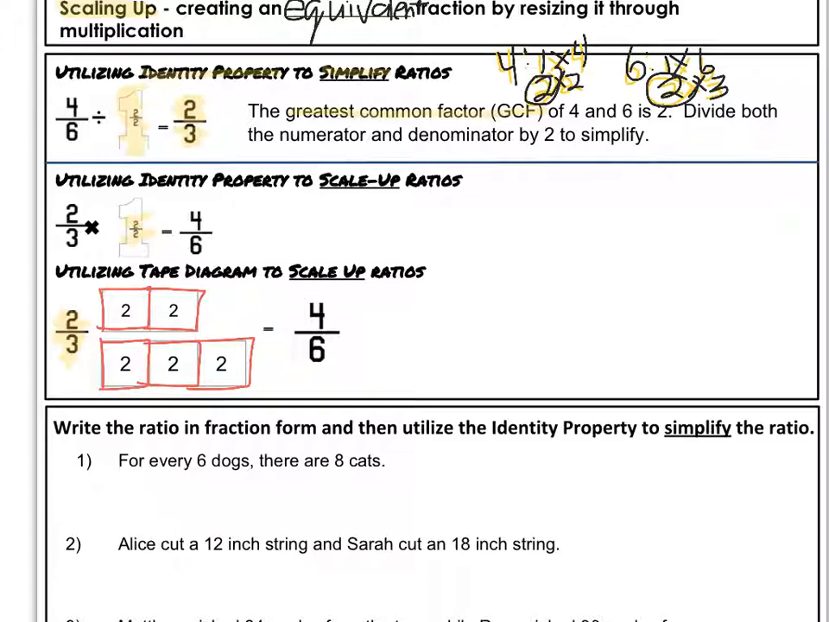If I want to scale this up by multiplying by 2, I would write a 2 in each box. Then I would count how many 2's I have. On this first one, I have two 2's, so that's really 2 times 2, and that makes 4. And this bottom one is 2 times 3, and that makes 6. So that's how you can see the fraction or ratio scaled up utilizing a tape diagram.